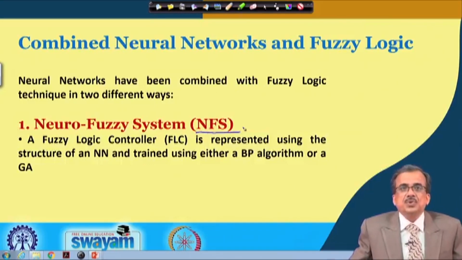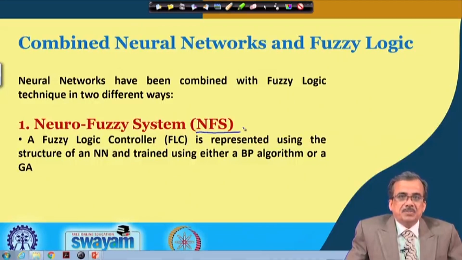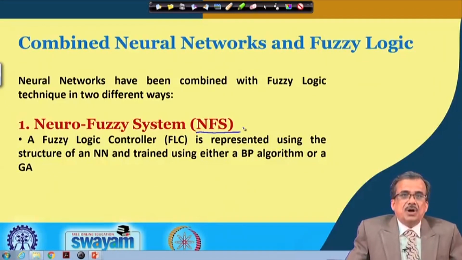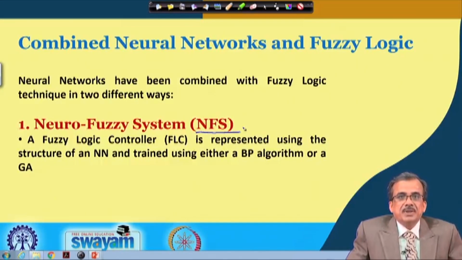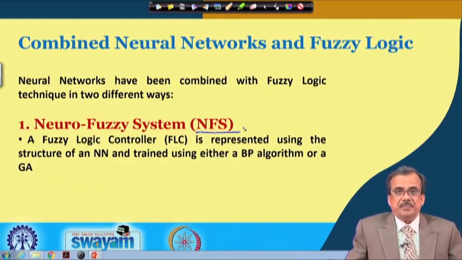Here the purpose is to improve the performance of the fuzzy reasoning tool. What we do is, the fuzzy reasoning tool or fuzzy logic controller, we represent using the structure of a neural network, and this network is trained using either a BP algorithm or a genetic algorithm or any other nature inspired optimization tool. But basically the main purpose of developing the neuro-fuzzy system is to design and develop the fuzzy reasoning tool or fuzzy logic controller.